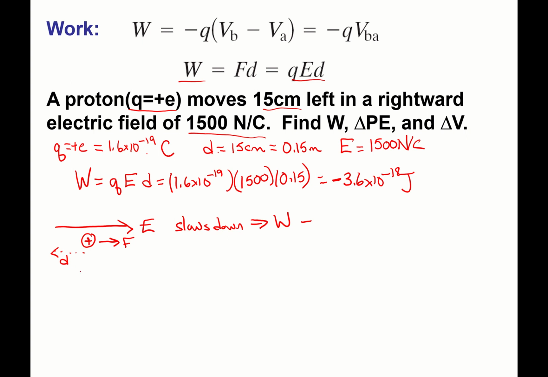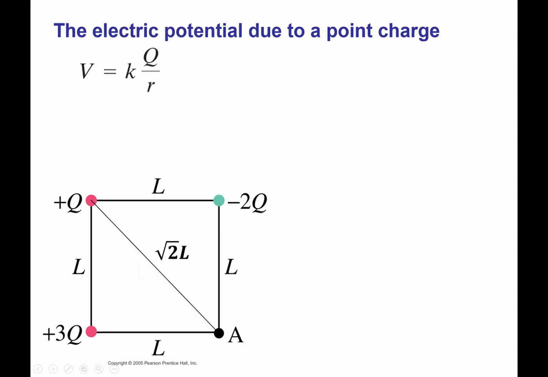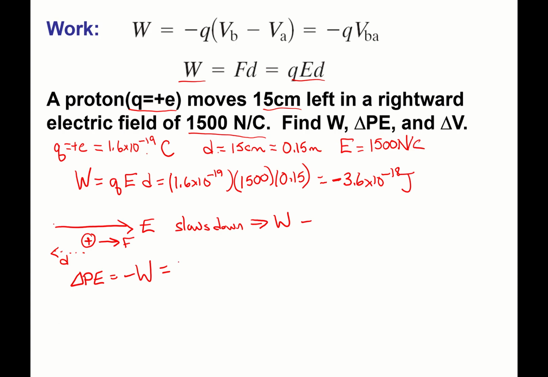All right, next thing is what's the change in potential energy? Change in potential energy is just the negative of whatever the work is. So all I have to do is flip the sign from a negative to a positive. 3.6 times 10 to the minus 18. And again, the units is joules. All right, so I've got two of the three. Now I need to find delta V.